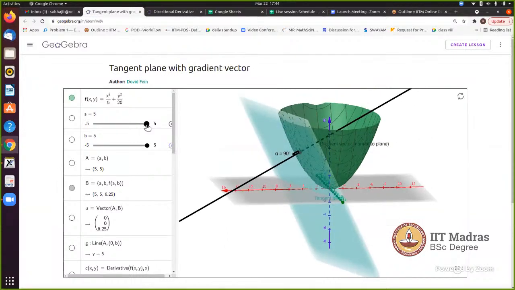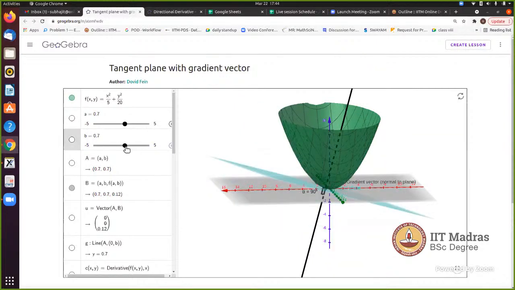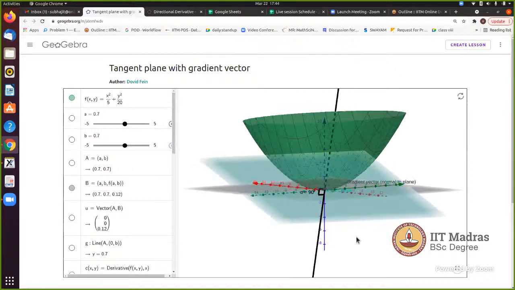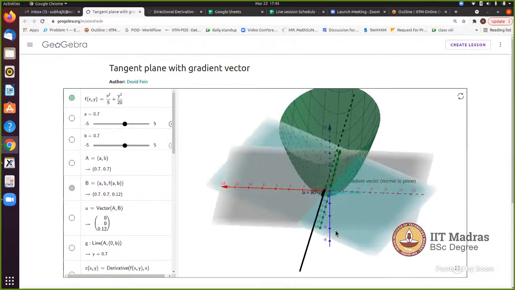So if we move the points, we will get different tangent plane, and the gradient vector will also change. This is how the tangent plane looks.